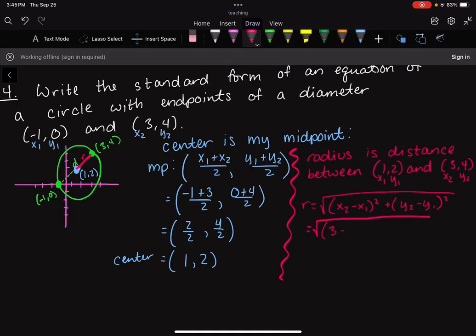So this is 3 minus 1 squared plus 4 minus 2 squared. Keep on simplifying. It'll be 2 squared plus 2 squared. So 4 plus 4 will come up here. So square root of 8.